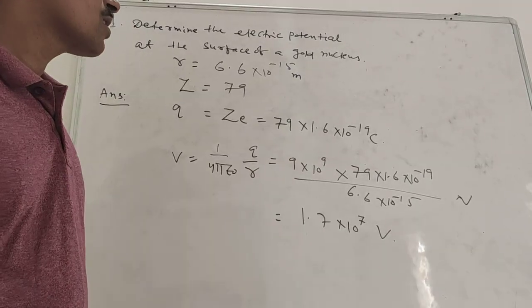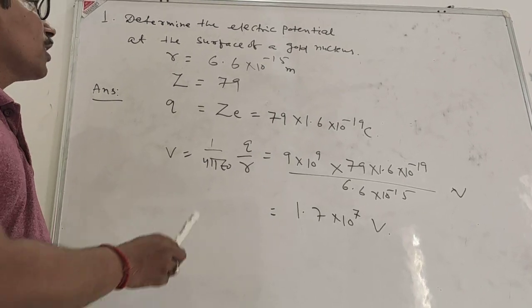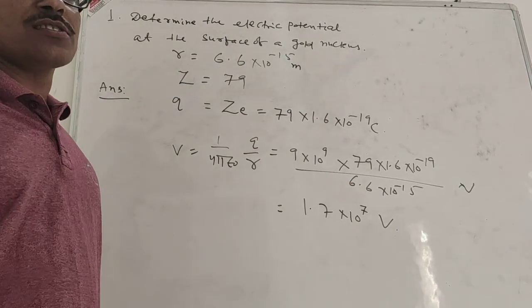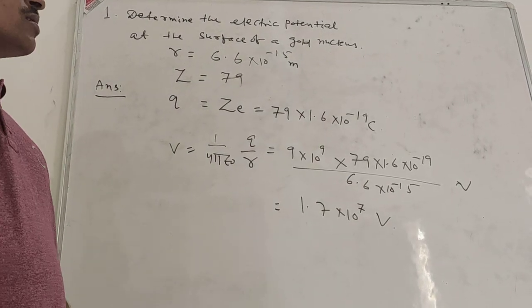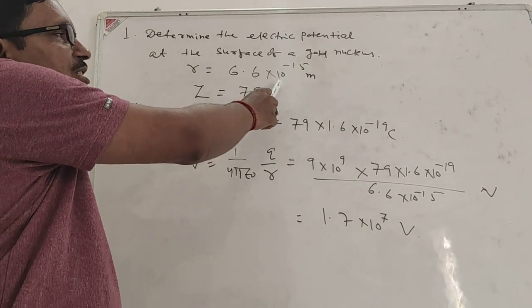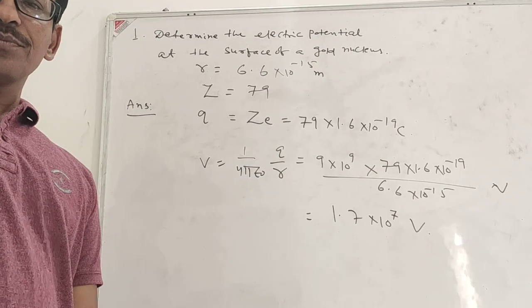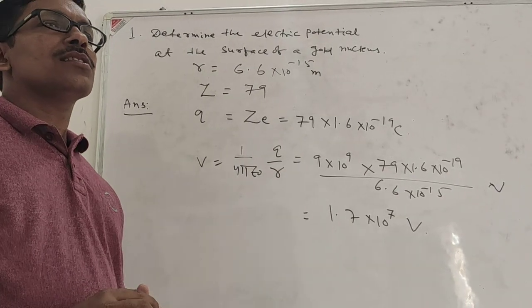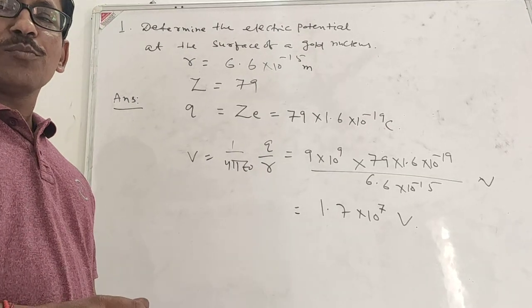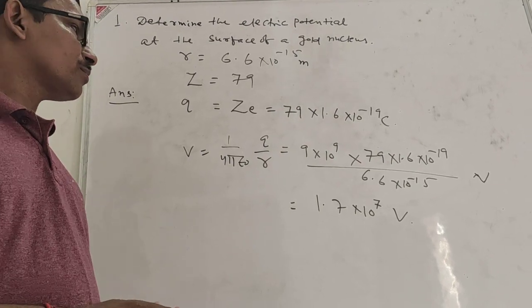Now let us solve some numericals based on electric potential. Now let us calculate or determine the electric potential at the surface of a gold nucleus, whose radius is given as 6.6 Fermi, 6.6 into 10 to the minus 15 meter, and whose atomic number is 79. And we can consider the nucleus as a point charge. So the formula for potential due to a point charge is applicable.